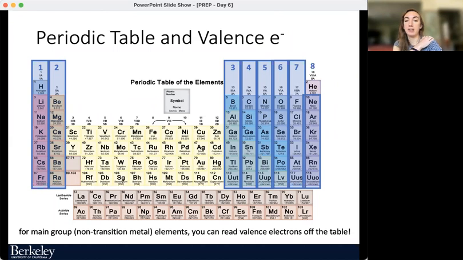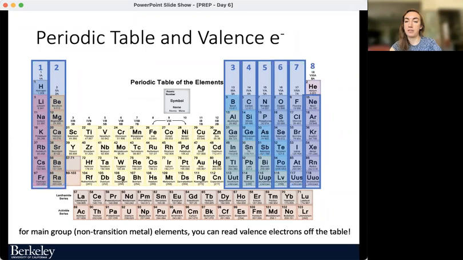So if anyone ever asks you for the number of valence electrons in rubidium, I highly recommend that you just look on the periodic table and not try to draw 37 electrons. So this is the shortcut if all you need to know is the number of valence electrons.